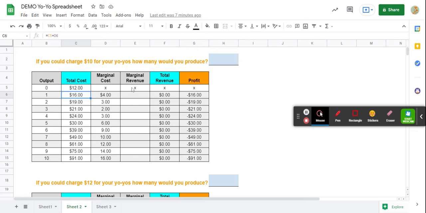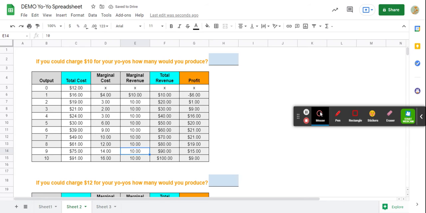Now to do that, remember your marginal revenue is what you are charging in the store, the revenue that you earn from selling 1 unit. So what we're gonna do is just add a number 10. You're gonna put $10 in each of these cells, all the way down the column. And now you're going to take a look at your ideal output level.